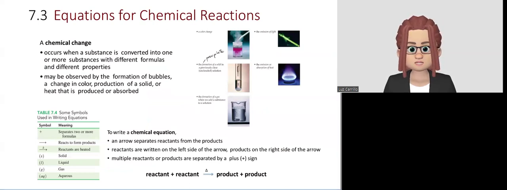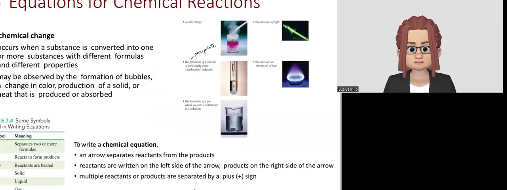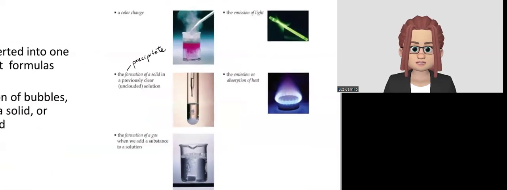with different chemical formulas and different chemical and physical properties. There are indicators that a chemical reaction or a chemical change has occurred. And we can see on the right side of the slide that those are illustrated. They include a color change, the formation of a solid in a previously clear, in other words, unclouded solution. And the formation of that solid is called a precipitate.